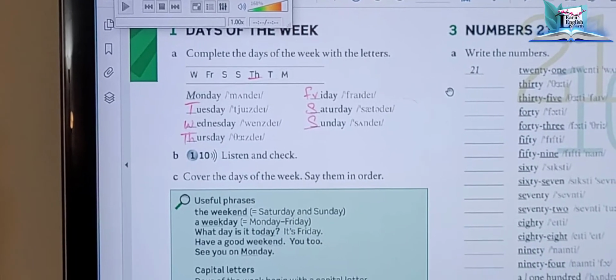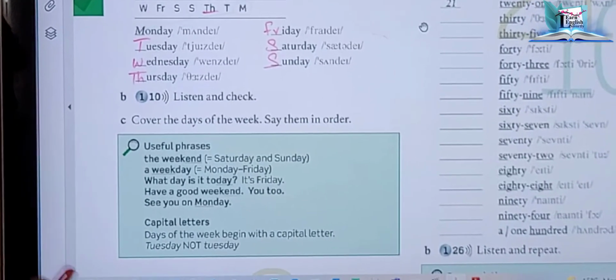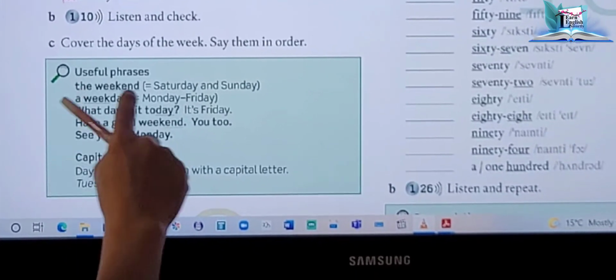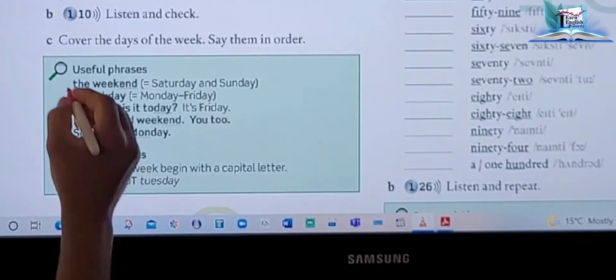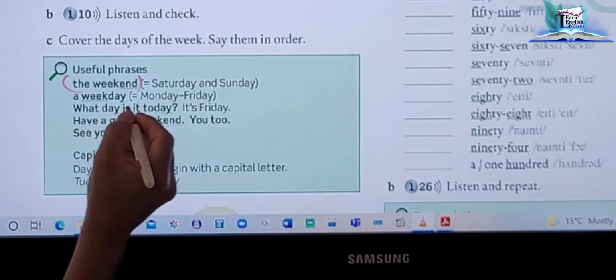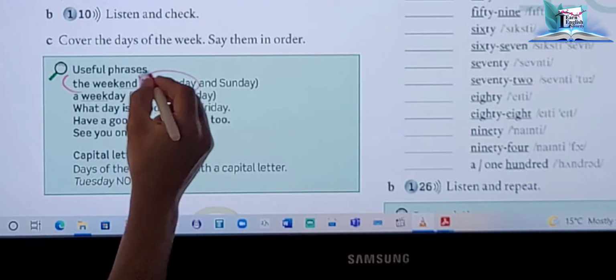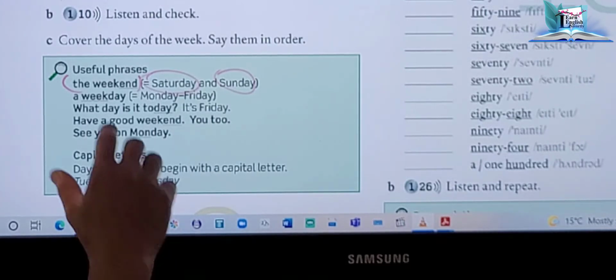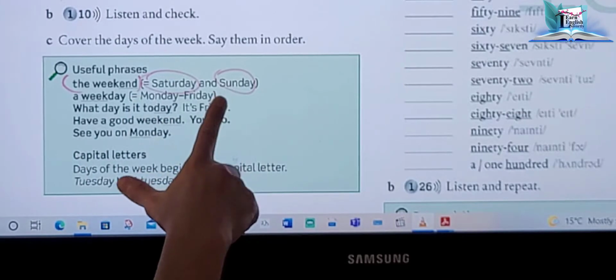Very good. Now let's come to the useful phrases. It says that the weekend, if someone says I see you at the weekend, it means you're talking about Sunday and Saturday, or Saturday, Sunday. Okay? If you're talking about a week, it means that we're talking about Monday to Friday. Okay, so from Monday to Friday.